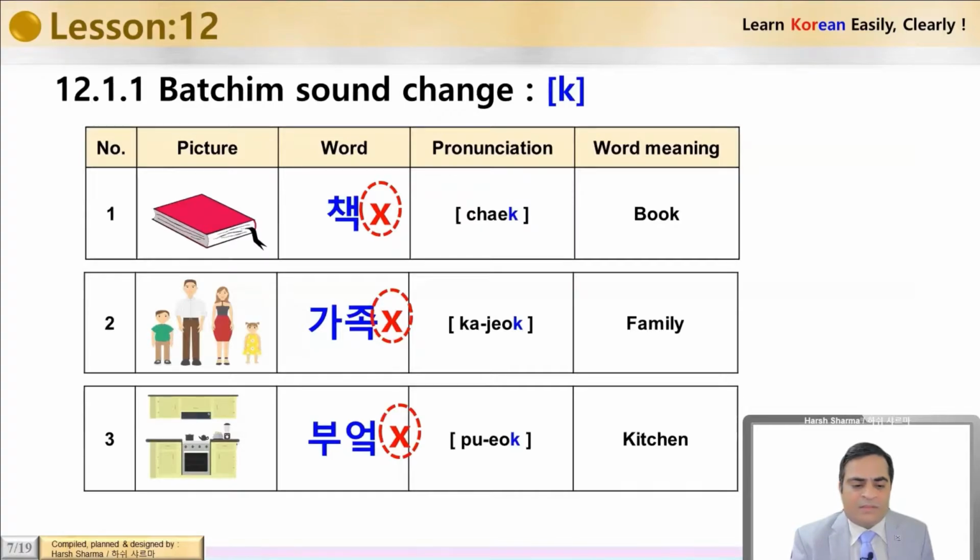These are the same words. See here, first example, check. Batchim is ka. After ka, there is nothing. Rule will be applied. Number 2, rule will be applied. And number 3, huak will be pronounced as huak. Rule will be applied. So this is the first situation.